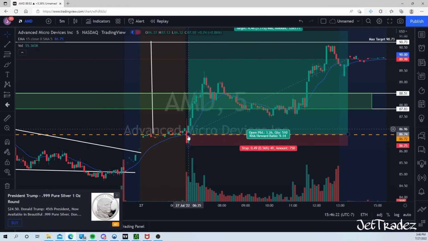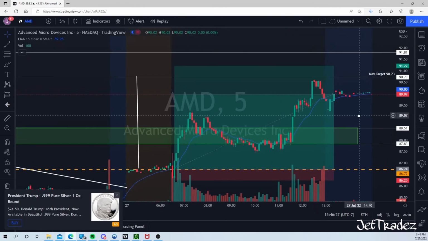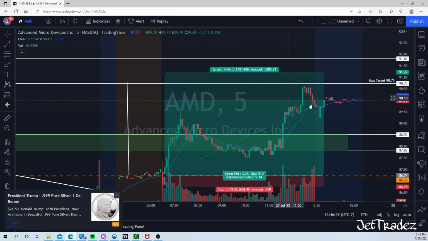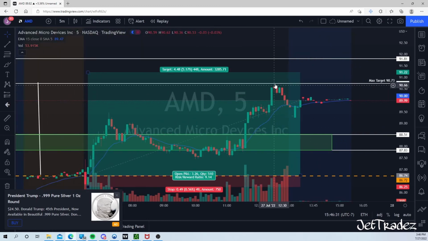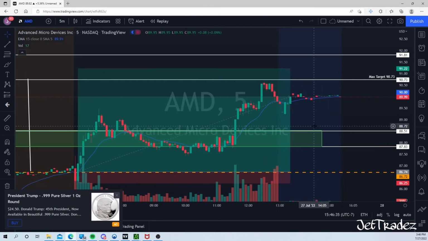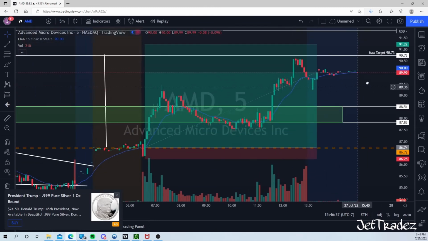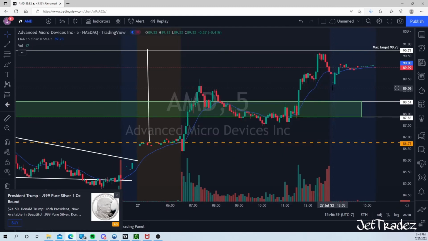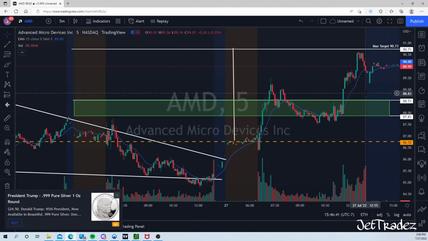And I told you guys that if it holds this level at 86.74, we have a potential chance of seeing our max target of 90.73, right? Look where it rejected, just a couple of pennies away, probably 3 cents, and it came back down again, right? And look at what it did. AMD today it opened, right? Let me take out my risk reward.